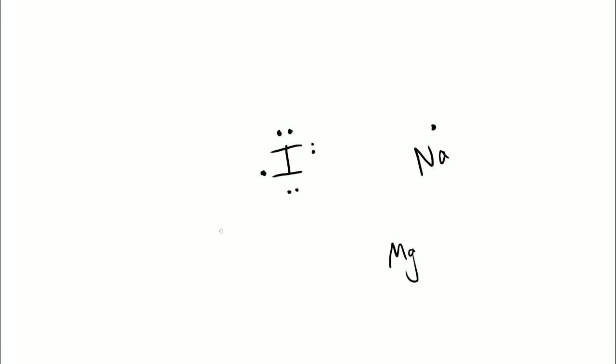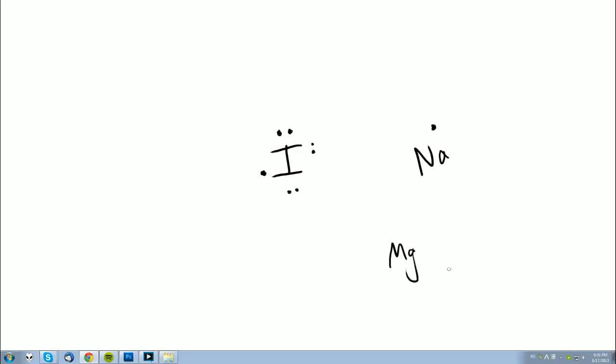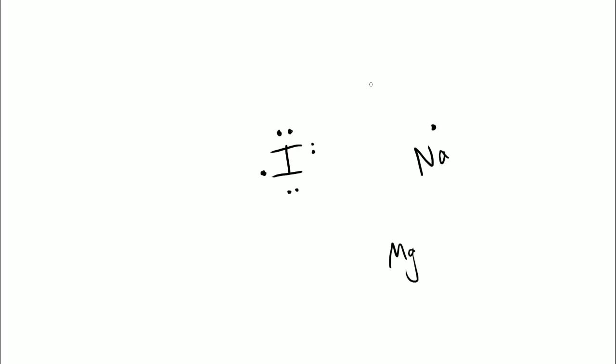So you can just glance at your table and understand how many dots are going to be on the outside. So, sulfur is going to have 2. Oxygen is going to have 2.